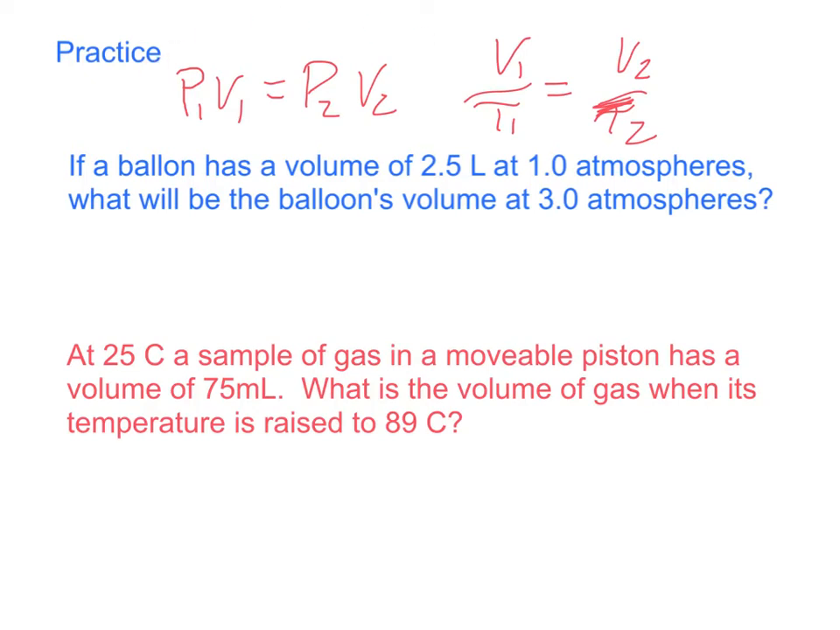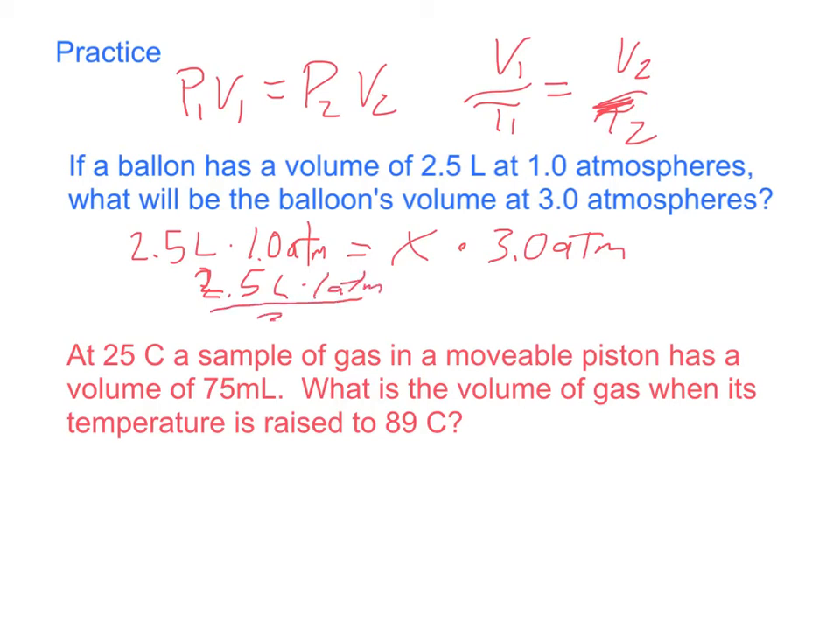So it's going to be 2.5 liters multiplied by 1.0 atm equals X times 3.0 atmospheres. So this is going to be 2.5 times 1 divided by 3 to give us a new volume of 0.83 liters.